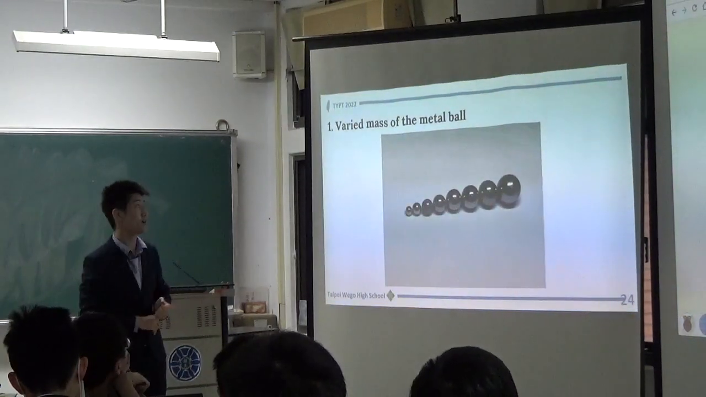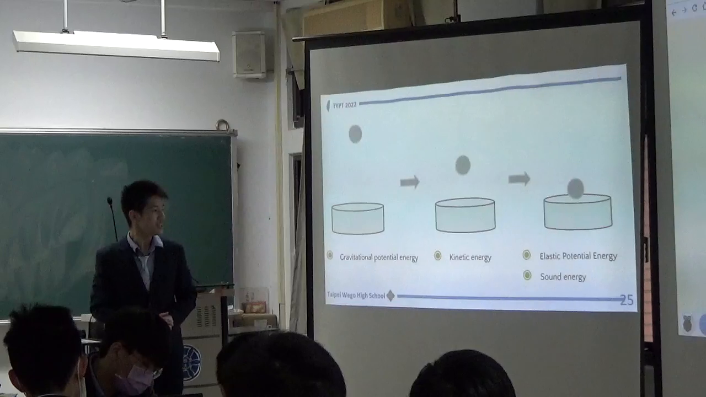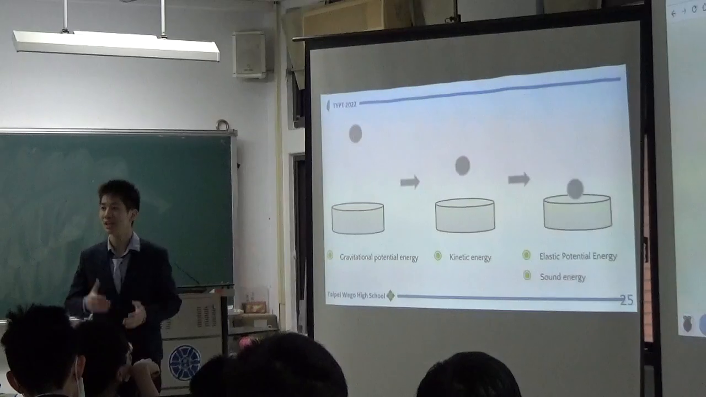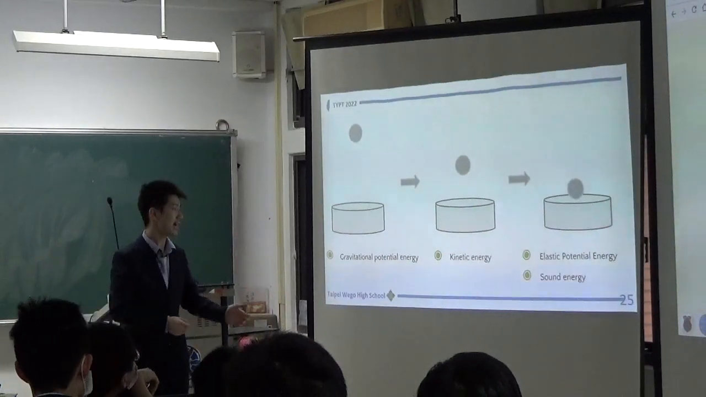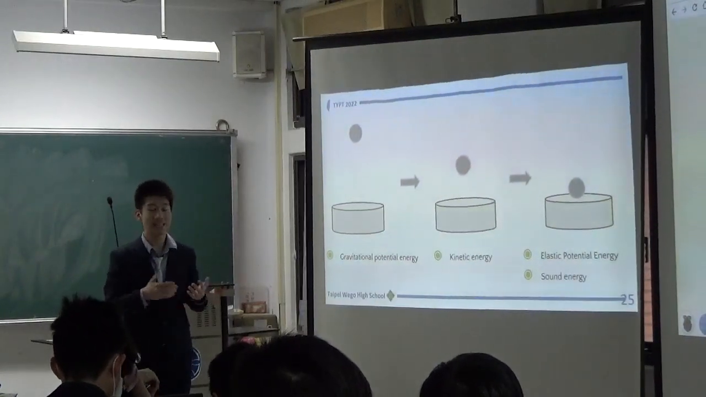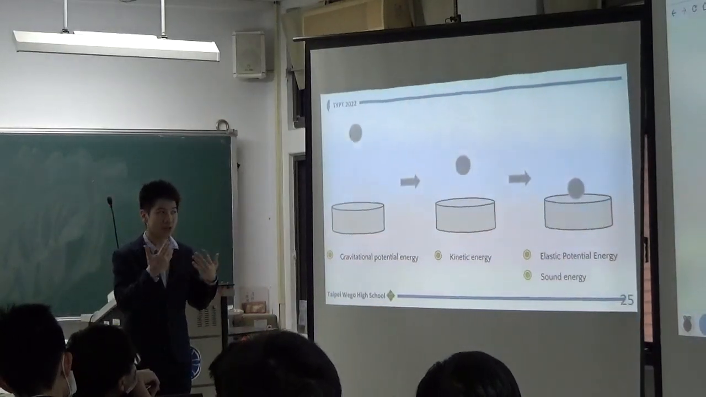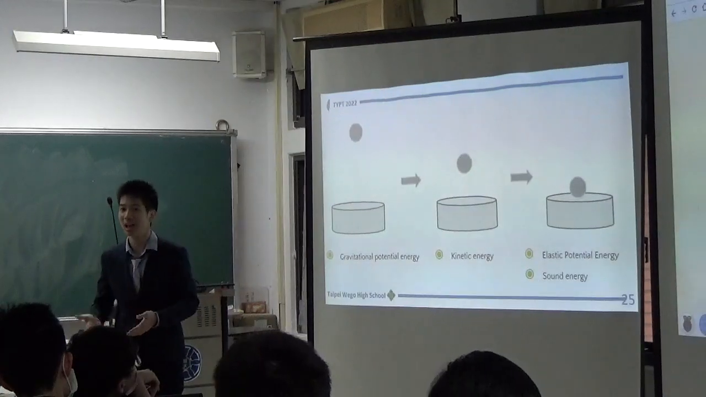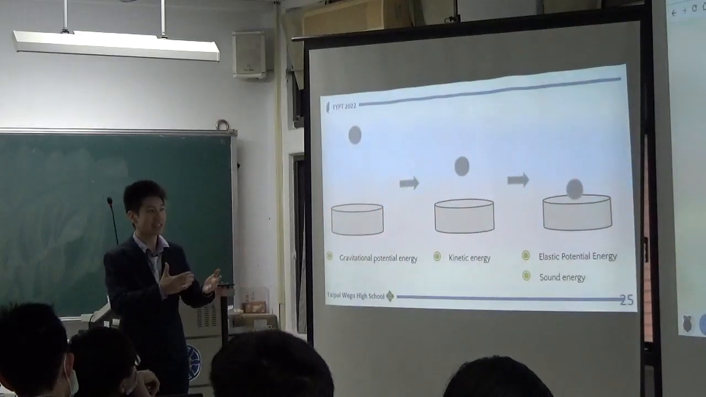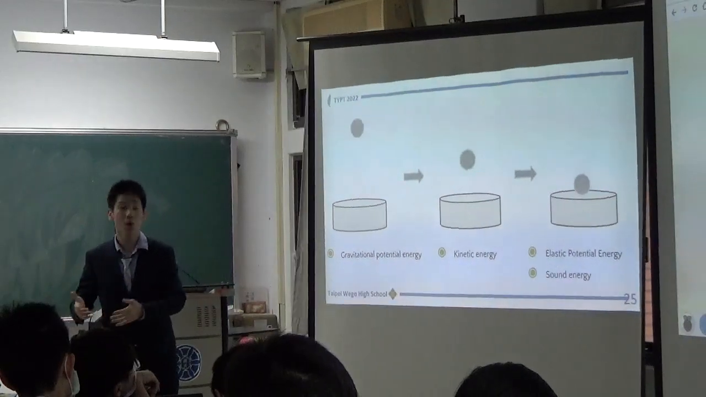First, we want to discover how varied mass of the metal ball will influence the sound. In our experiment, we have 7 balls, and now here's our explanation of the energy transformation in the system. Before the ball falls, it has gravitational potential energy. When it falls, it turns into kinetic energy and accelerates. When the ball finally falls onto the membrane, the energy transfers into elastic potential energy and sound energy. For this experiment, with different masses of the ball, we theorize that the elastic potential energy may be bigger and the sound energy remains the same when we have a bigger ball.